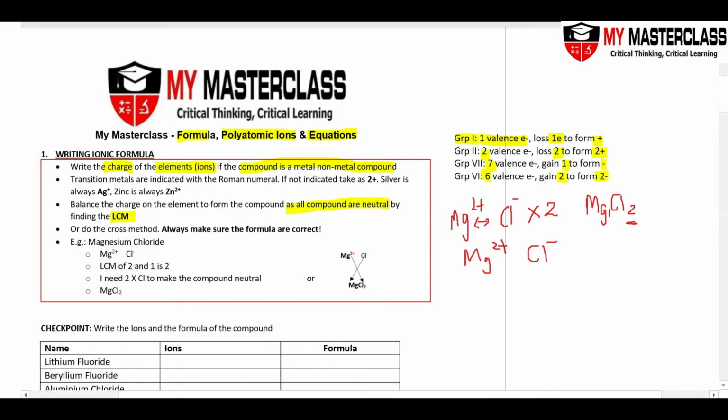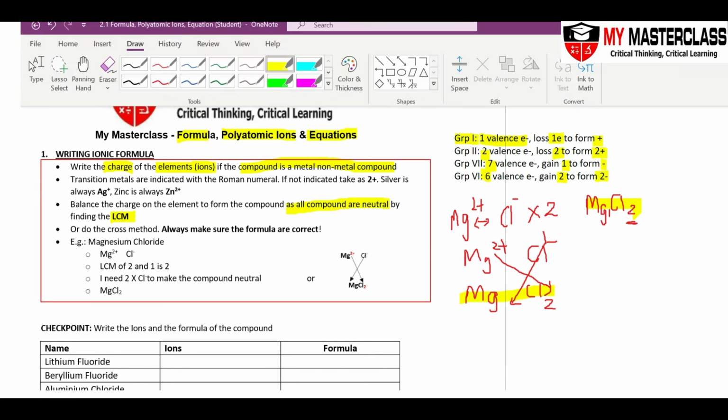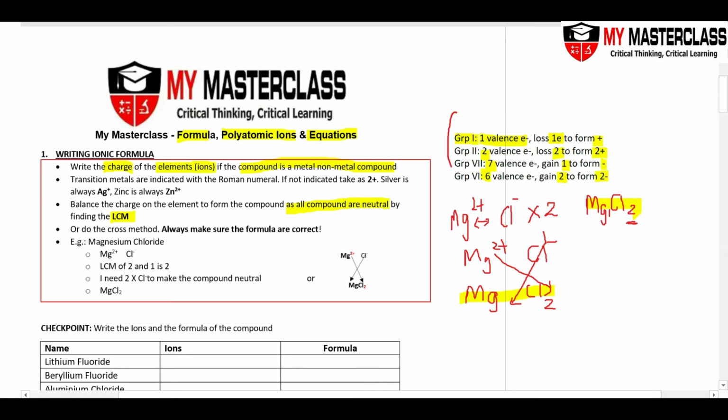Cl minus. What we mean by the cross method is to bring down your element. You bring down the element and then you cross the charges, bringing the charge down below. This is 1, bring it down, no need to write. You will get your same formula, MgCl2. So for elements with a group, you can tell the charge using this.